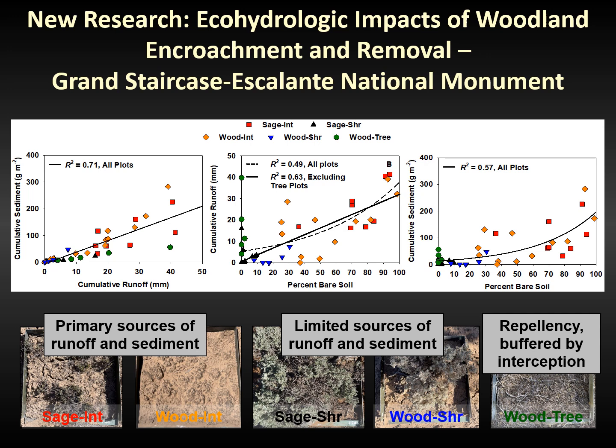Starting on the left and progressing to the right, the graphs here show that sediment yield increases linearly with runoff for the interspaces shown as red and orange symbols, and that as shown in the other two graphs, both cumulative runoff and sediment yield are reasonably well correlated with percent bare soil. The variability in both runoff and sediment yield for woodland interspaces is associated with variation in biocrust cover, which I'll address in a subsequent slide.